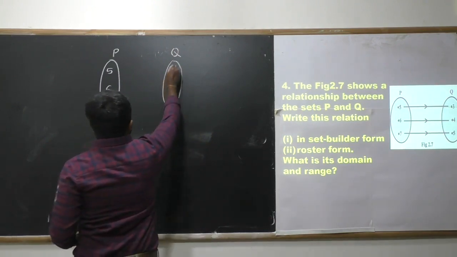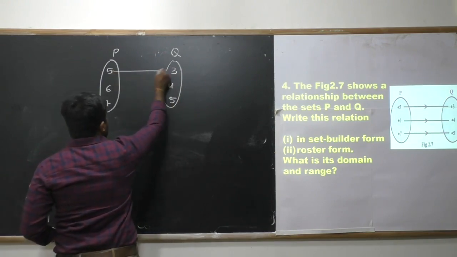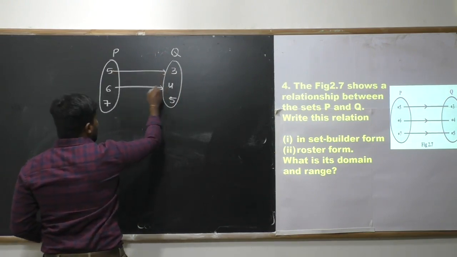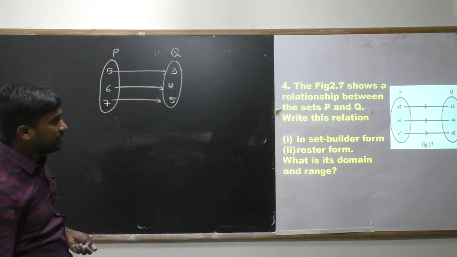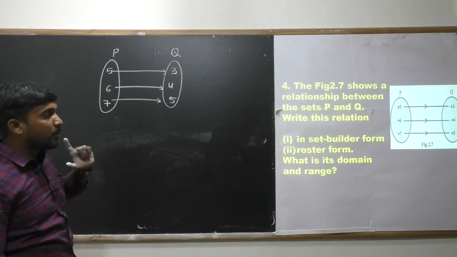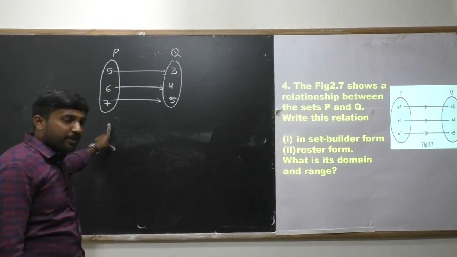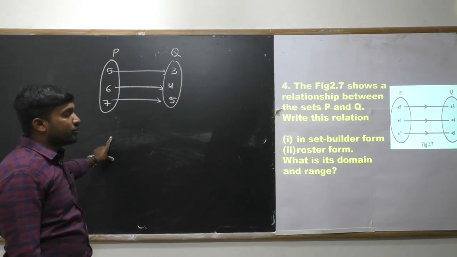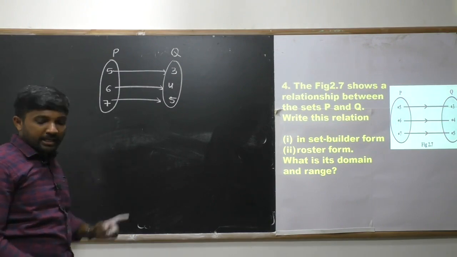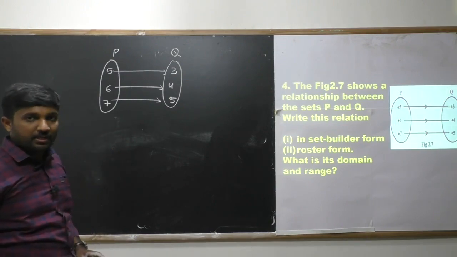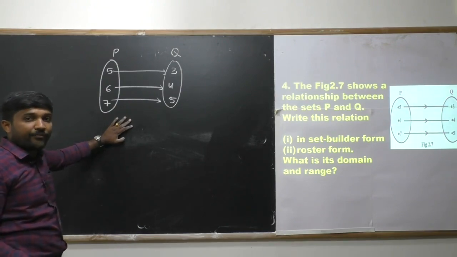Next, the elements of Q are 3, 4, 5. Where 5 maps to 3, 6 maps to 4, 7 maps to 5. Correct? Okay. Now, what is the problem? Write this relation in set builder form in the first problem. The second question is roster form. Then we should write the domain and range of the relation R. So first we have to write this relation R in set builder form.